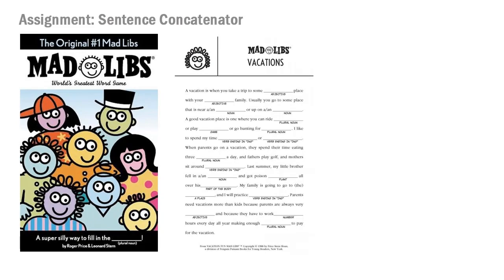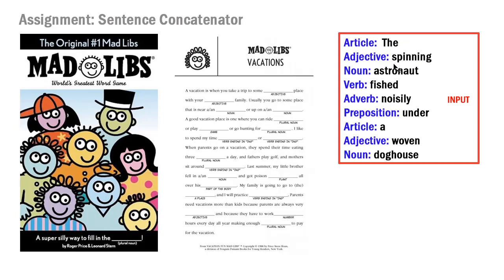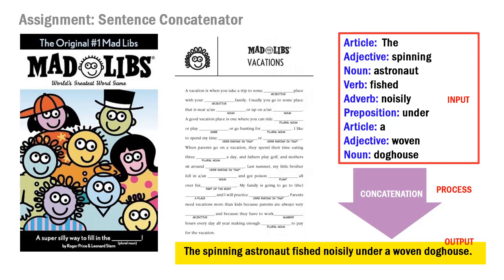It's sort of like the Mad Lib books that you can buy where you ask somebody to give you different parts of speech and you fill in the blanks with those and then you read the story and you get this little nonsense story. So here we're just asking the user to enter the different words. So for article, they might enter the, adjective spinning, astronaut finished noisily under a woven doghouse. Then our process would be to concatenate those together into a longer string. And our output would be to display that longer string. So I'm going to run this.